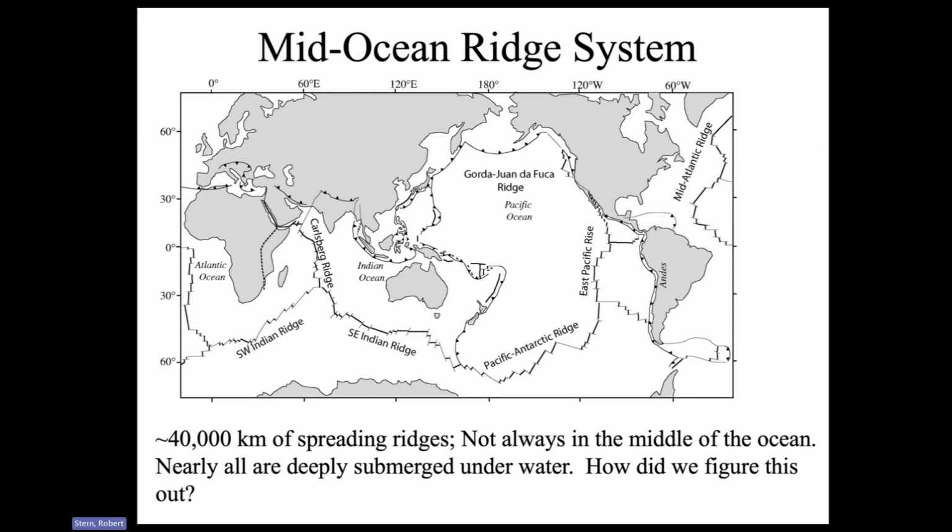But altogether, there's about 40,000 kilometers of spreading ridges. And as I said, it's not always in the middle of the ocean. Nearly all of them are deeply submerged underwater. The only places they poke up above sea level is in Iceland in the North Atlantic, and then in East Africa, in Eritrea and Ethiopia. How do we figure this out?